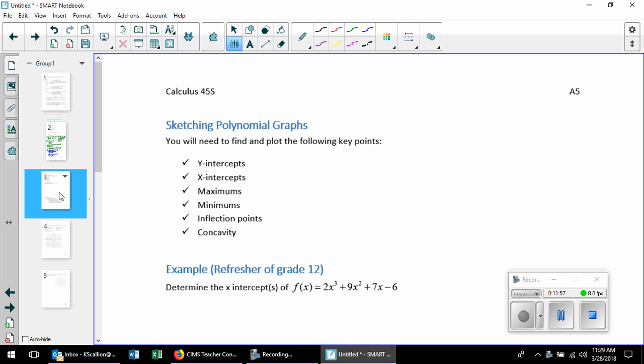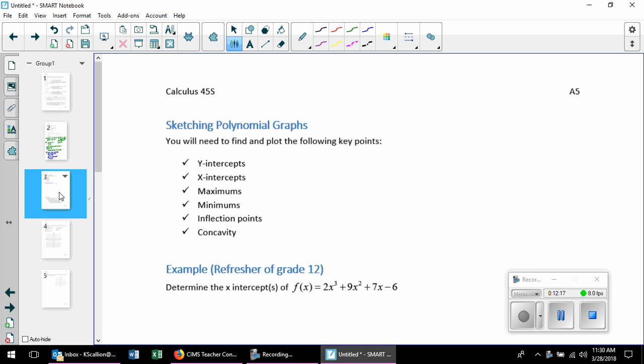Perfect. Woo! Okay, now we're sketching polynomial graphs for realties. No. So this is grade 12, but better. So this is your pre-cal, but better.